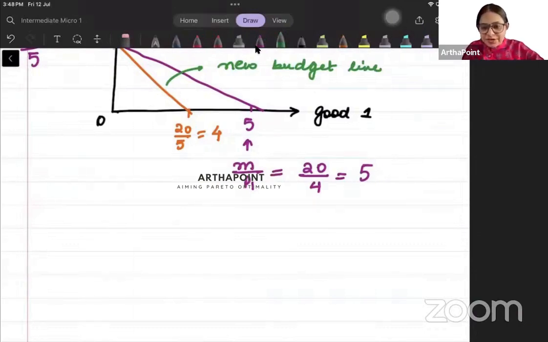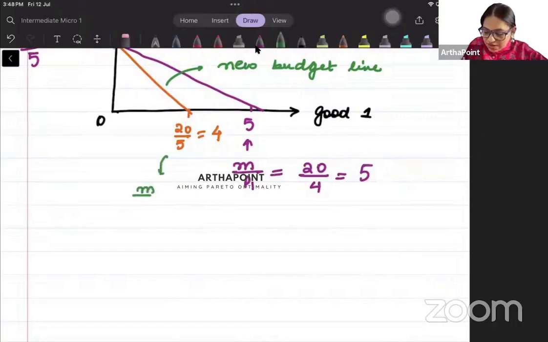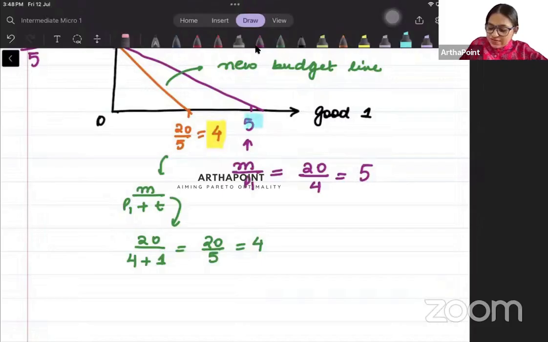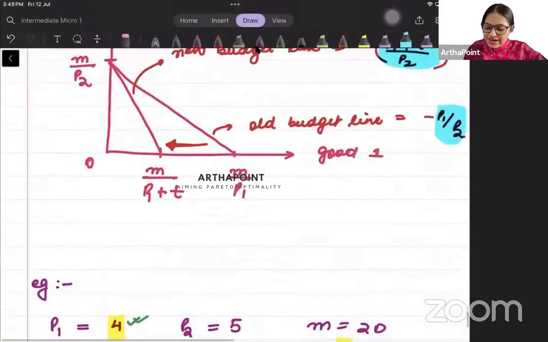It has pivoted the budget line inwards. Clear? बेटा यहां देख सकते हो दिस इज m डिवाइडेड बाय P1 प्लस T. m है 20, प्राइस ऑफ गुड वन 4 था एंड टैक्स वाज 1. तो 20 डिवाइडेड बाय 5 दैट मींस 4. वही तो यहां आ रहा है. दिस 4 ओनली इज कमिंग हियर एंड दिस 5 इज कमिंग हियर. ओके ओके बेटा. Now let's go to the next tax.